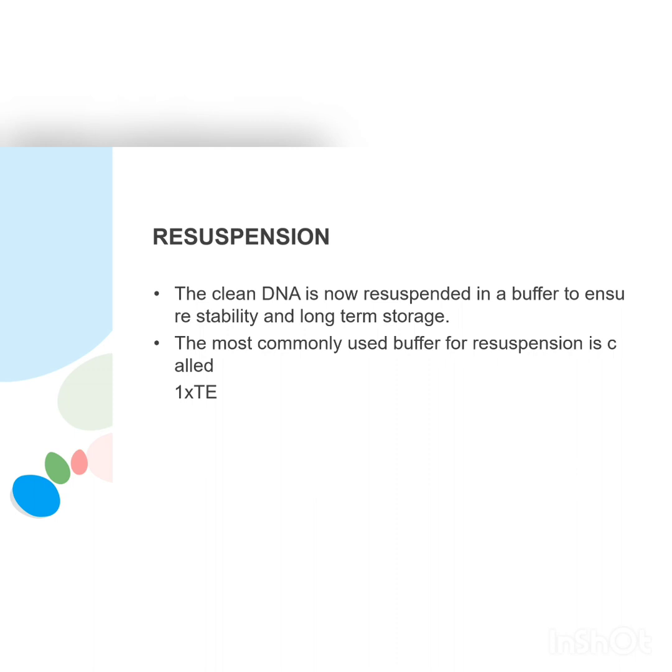The clean DNA is now resuspended in a buffer to ensure stability and long-term storage. The most commonly used buffer for resuspension is the dilution of 1X TE buffer. TE is derived from its components Tris, a common pH buffer, and EDTA, a molecule that chelates cations like Mg2+.